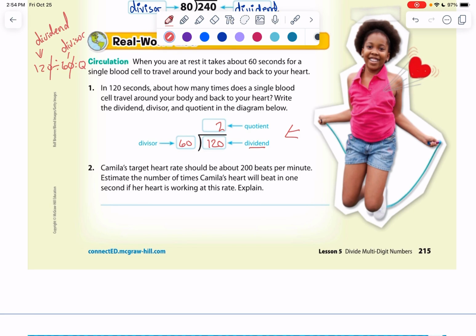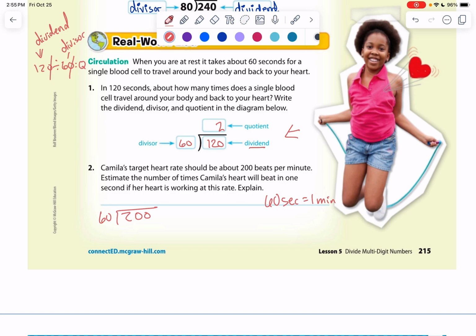Let's take a look at Camilla's target heart rate. Camilla's target heart rate should be about 200 beats per minute. Estimate the number of times Camilla's heart will beat in 1 second if her heart is working at this rate. If we want to know the number of times Camilla's heart will beat in 1 second, then we're going to divide 200 by the number of seconds in a minute, which is what? There are 60 seconds in 1 minute. So we'll divide by 60.